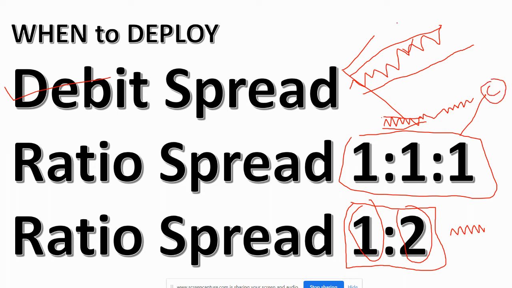At least debit spread you can go for on the call side and also on the put side, but there is no scope for ratio spread of 1:1:1 and 1:1:2 on the put side, because if you go on the put side, you will end up in huge losses if you have a big gap down. Forget about gap down, even if there is 1% or 1.5% of downfall, you will end up in losses.